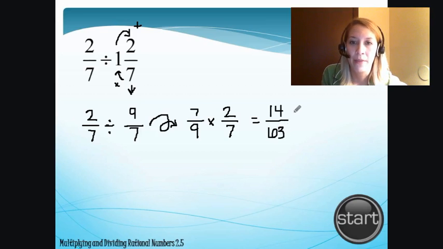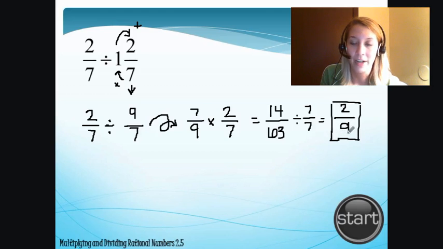And I know right off the bat that both my numerator and my denominator are divisible by 7. So I'm going to divide both of those by 7. 14 divided by 7 equals 2, and 63 divided by 7 equals 9. And there is an example of dividing rational numbers.